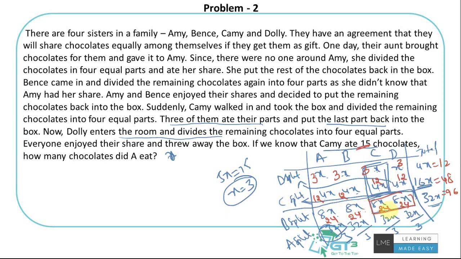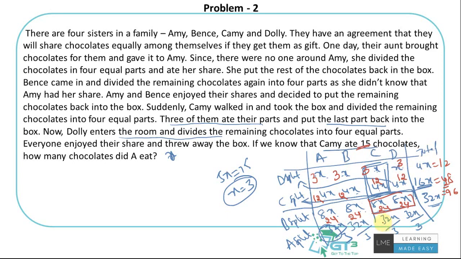Then C entered, she saw 48 chocolates, she thought, okay, I'll split them into 4. She split it into 12, 12, 12, 12. So A, B, C ate their share, and then D's share of 12 is kept back in the box. D entered. She thought, I'll split them into 3, 3, 3 and 3, equal parts. That's how the chain will go.